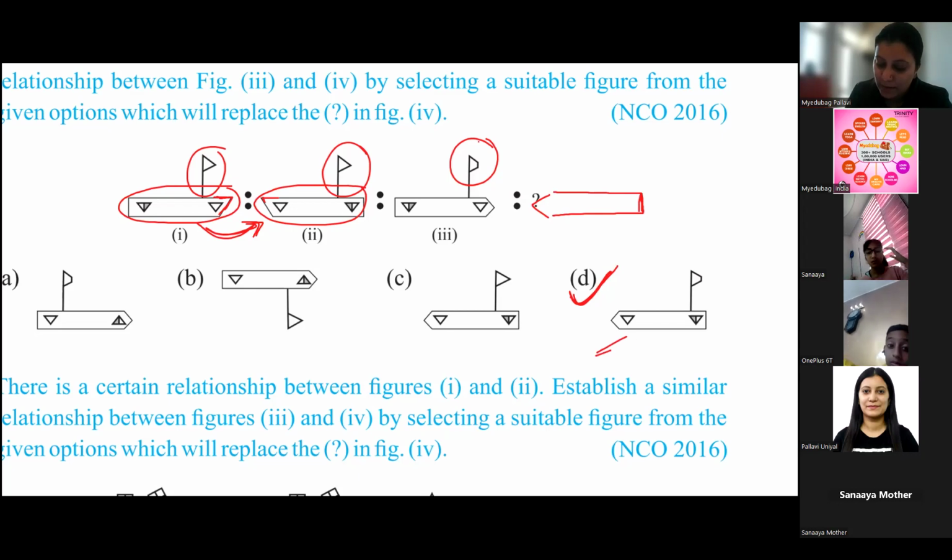as in this case. Just the difference is in the arrow, the flat sort of thing, which is upwards. So this will make option number D the correct option.